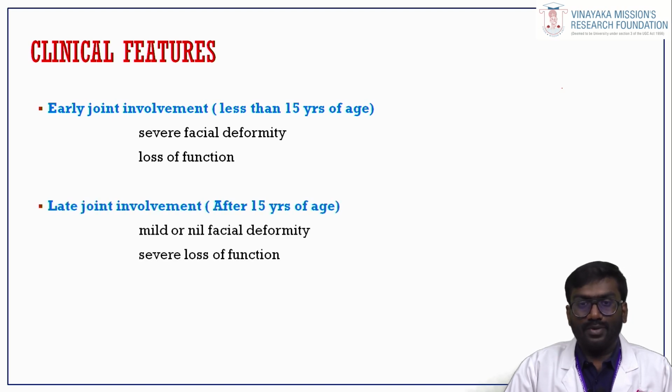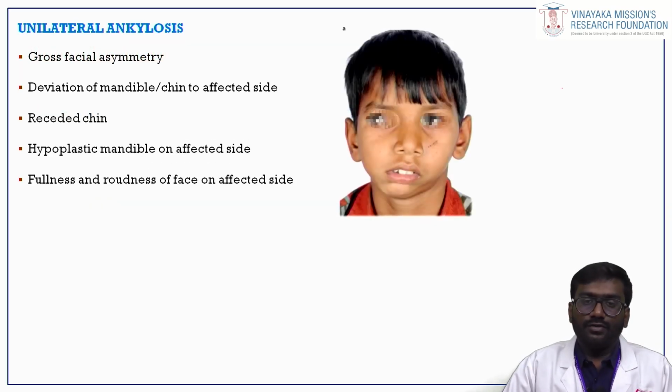If the ankylosis happens at a later stage, that is after 15 years of age, the growth is not hampered, only mild facial deformity is noted. As a result of ankylosis, the loss of function is inevitable. You will have loss of all the listed functions. So we will see first the clinical features of a unilateral ankylosis. That means that only one side of the condyle or the joint is replaced by a bony mass, resulting in a temporomandibular joint ankylosis.